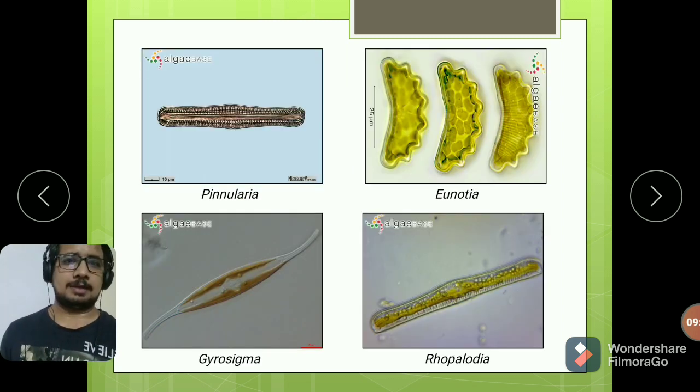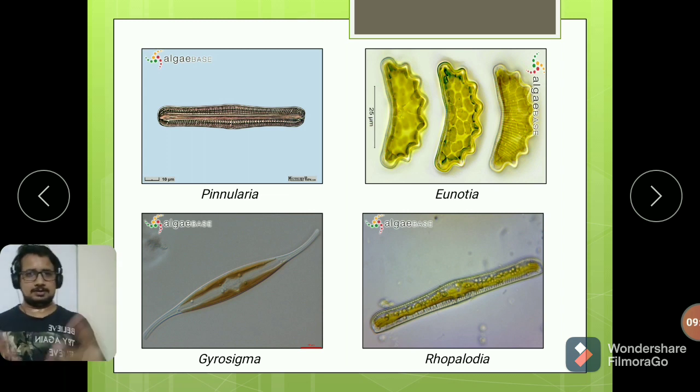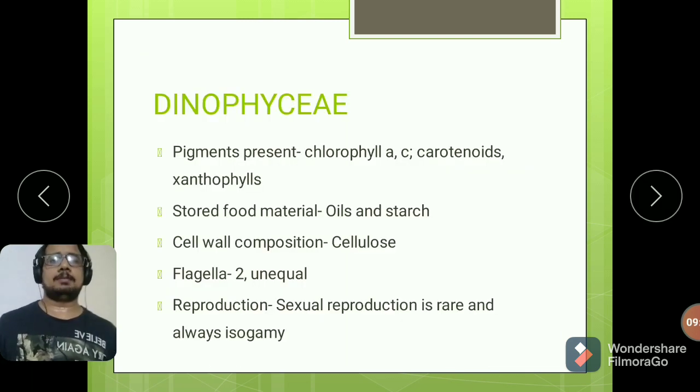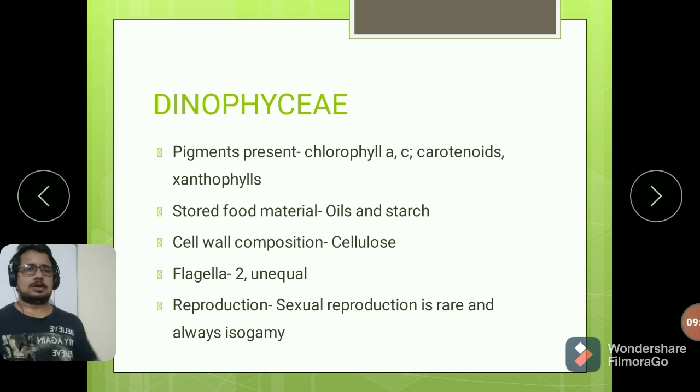There are many examples. A few of them are Pinnularia, Eunotia, Rhaphoneis, and Gyrosigma. These occur in both freshwater and marine waters.